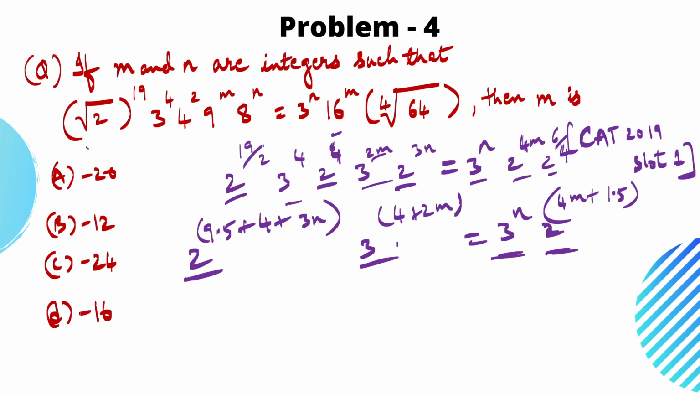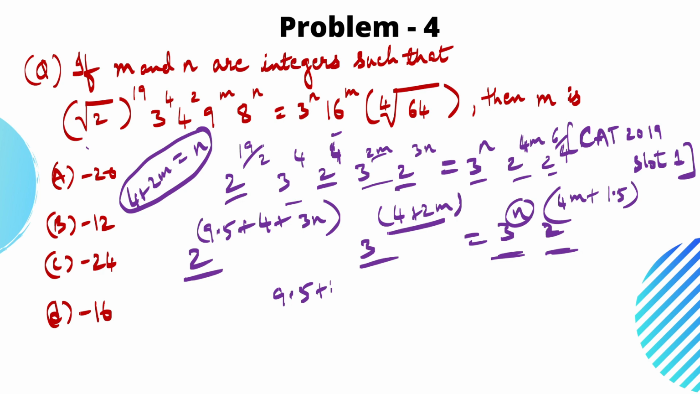If we equate the exponents of base 3, what do we get? We get 4 plus 2m is equal to n. Right, if we equate the bases of 3, we will get 4 plus 2m is equal to n. Let us equate 2 now. 9.5 plus 4 plus 3n is equal to 4m plus 1.5. Now 12 plus 3n is equal to 4m.